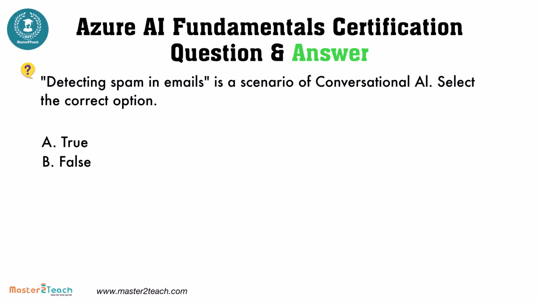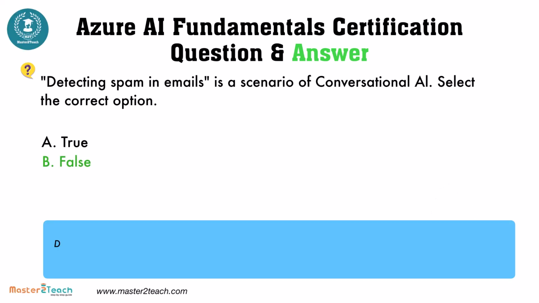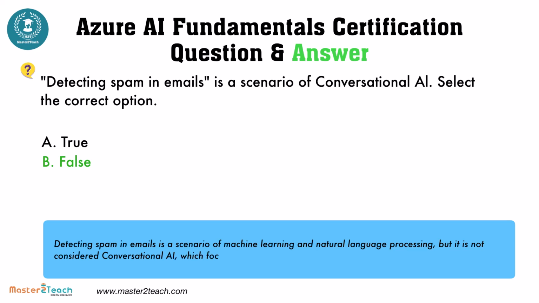The correct answer is false. Detecting spam in emails is a scenario of machine learning and natural language processing, but it is not considered conversational AI, which focuses on interactions and conversations with users.